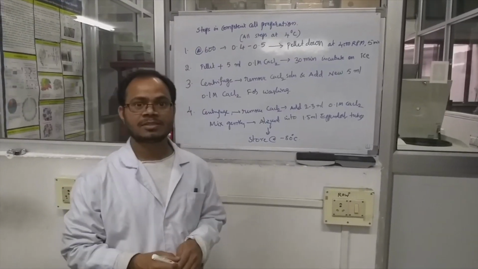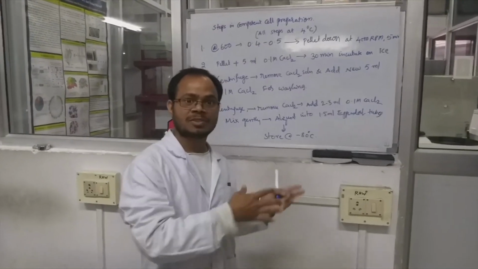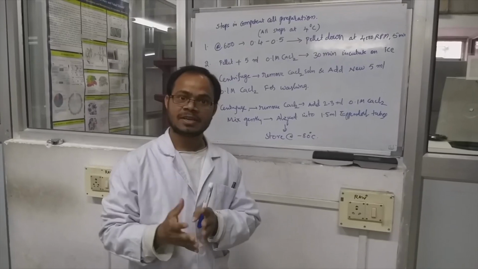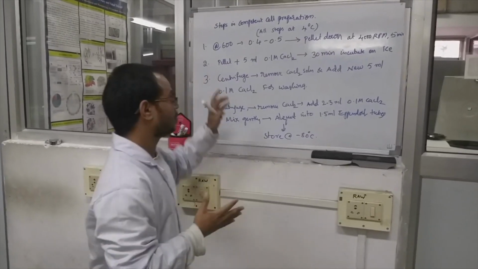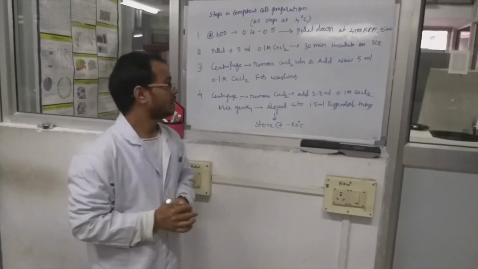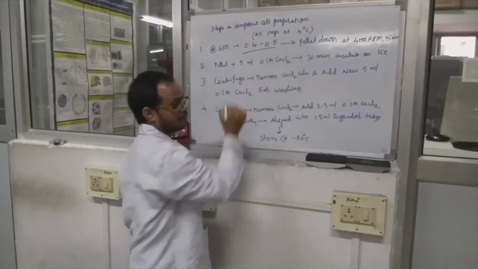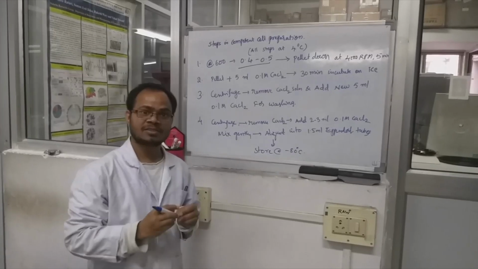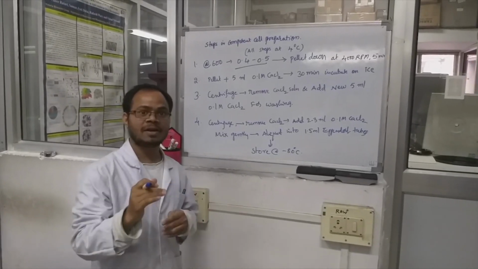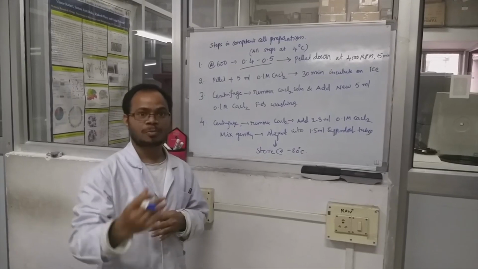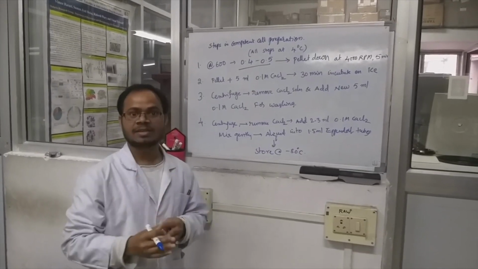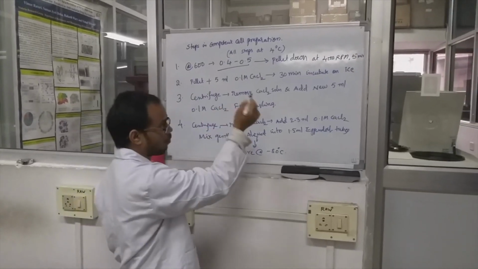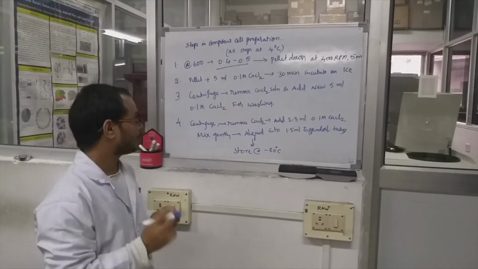For preparing competent cells, there is a stepwise procedure, which starts with checking the OD, that is, the absorbance of the cell culture. An absorbance of 0.4 to 0.5 at 600 nanometer is preferable, because at that point the cells are in exponential phase. Exponential phase cells are good for transformation, and we have to pellet them down at 4000 rpm for 5 minutes.